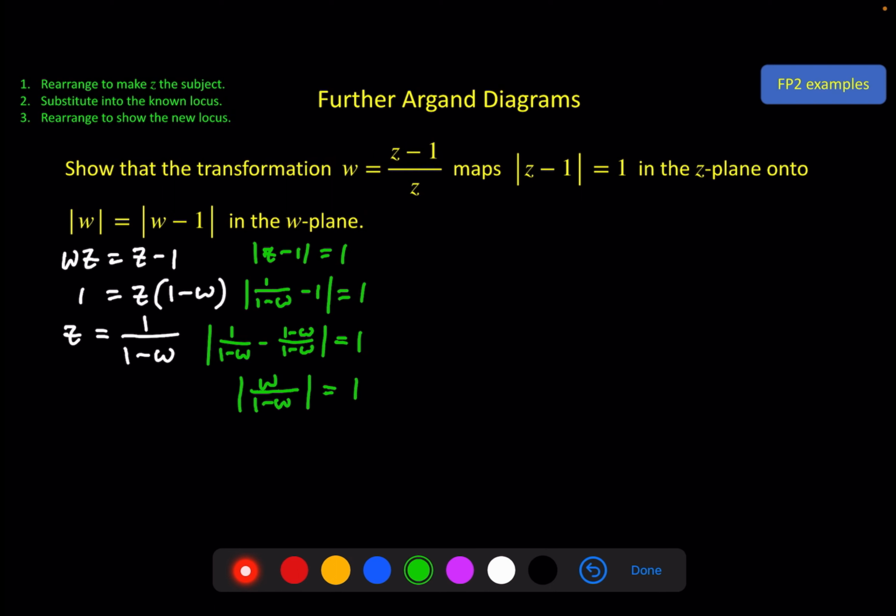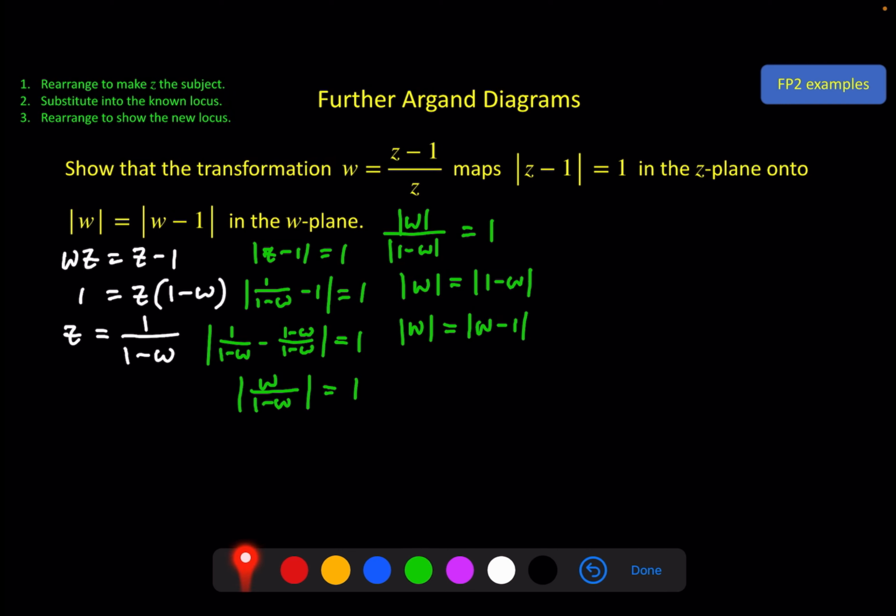Now I can split my modulus and bring the denominator onto the other side. Multiply by 1 is just 1 minus w. Now that doesn't look quite like this, but because of the modulus symbol, I can factorize a minus 1 out of this to switch the places, and the modulus of minus 1 is just 1. So because of the modulus, I can just directly swap those round. And we've shown that this is true.